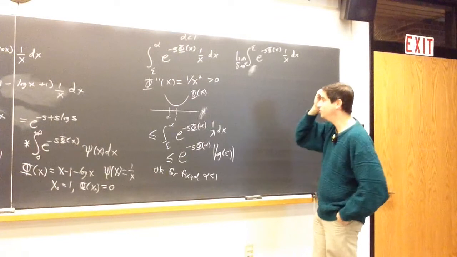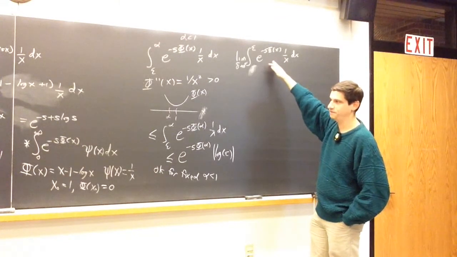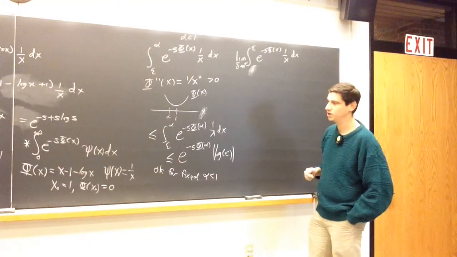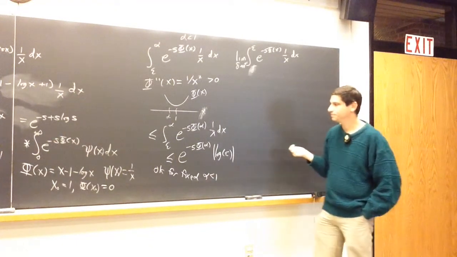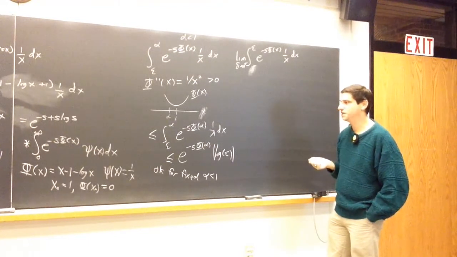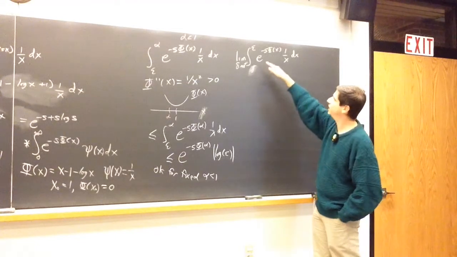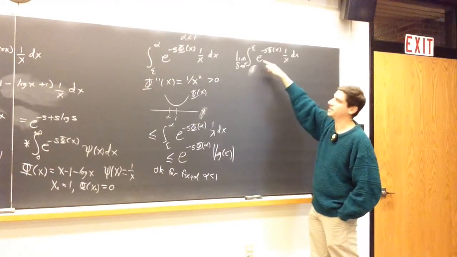The other thing is to say, well, we can actually unwind what phi is. Phi of x is x minus 1 minus log of x. Well, when x becomes very small, phi of x is looking a lot like negative log x. Okay, well, then we would have e to the negative s phi, which becomes x to the s.